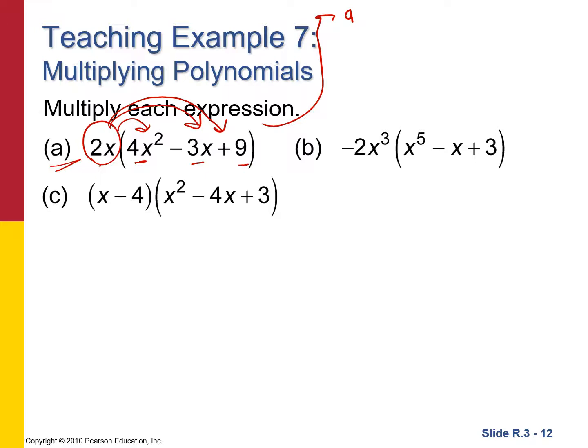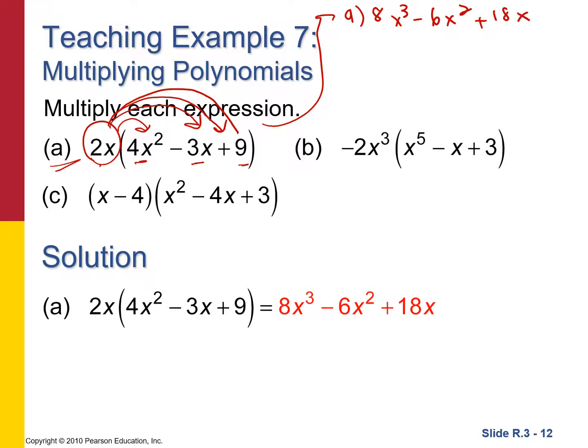2 times 4 is 8. X times x squared is x cubed. 2 times minus 3x, so that's going to be minus 6x squared, right? 2x times minus 3x squared, and then the last term, 2x times 9 is plus 18x. Okay, and so there are no like terms here, so that's as simplified as it gets. 8x cubed minus 6x squared plus 18x.